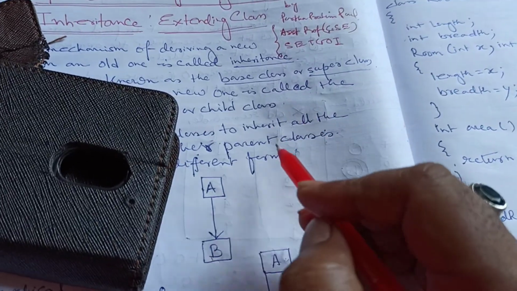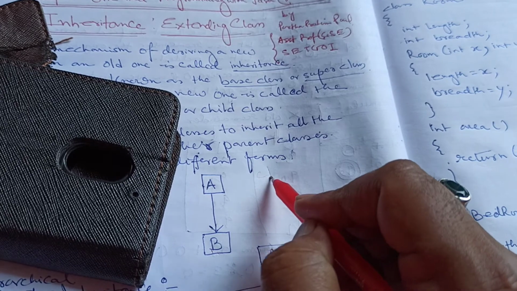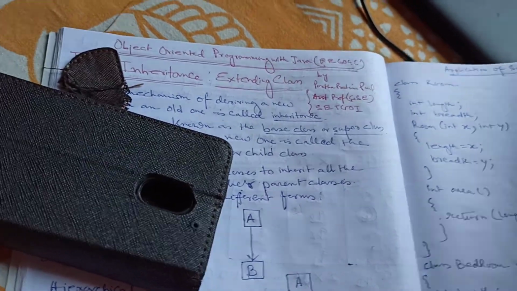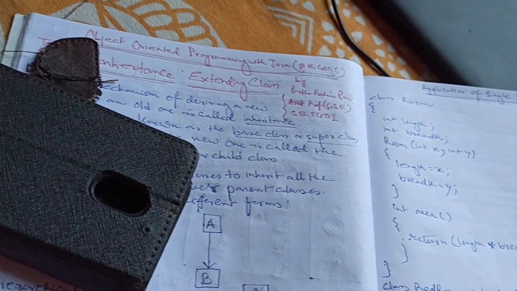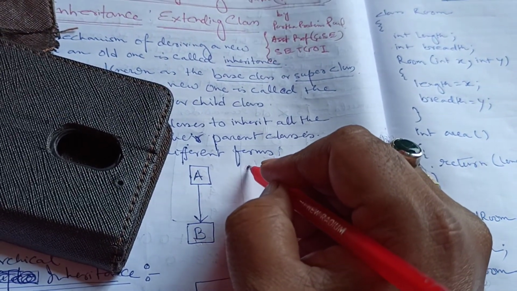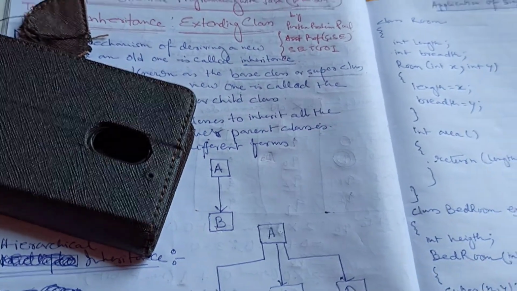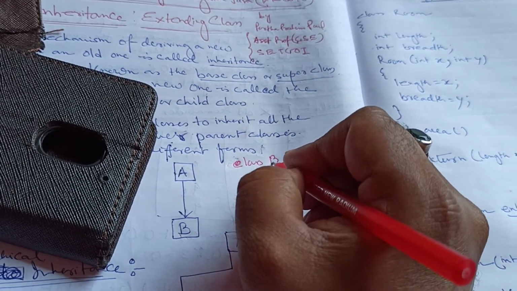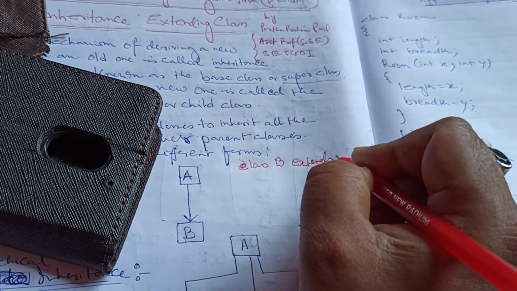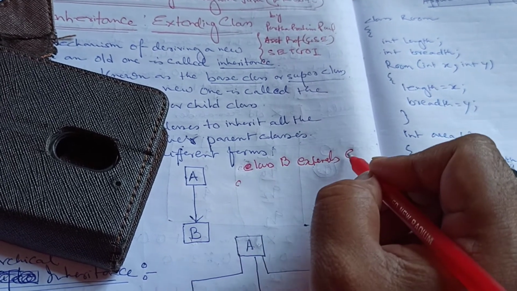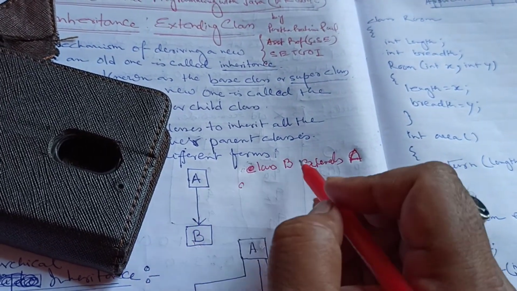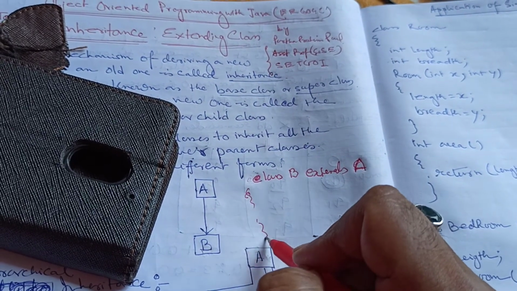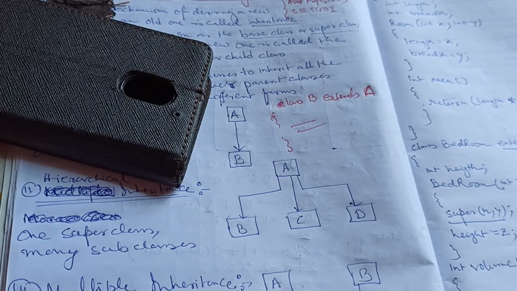That means for the single inheritance we can write class B extends A. Here A has been extended to B. So class B extends A. And inside this the method declaration and the variable declaration. Okay, clear?